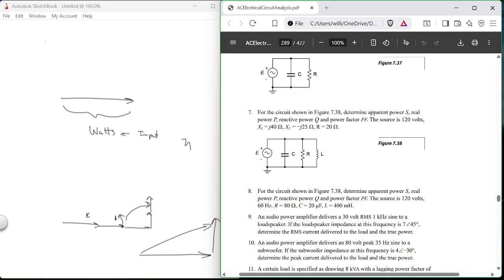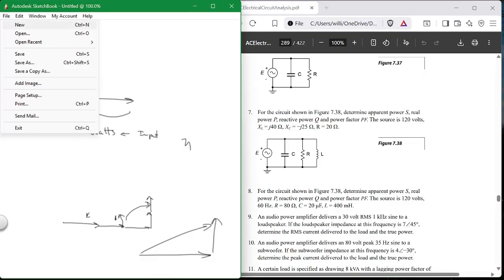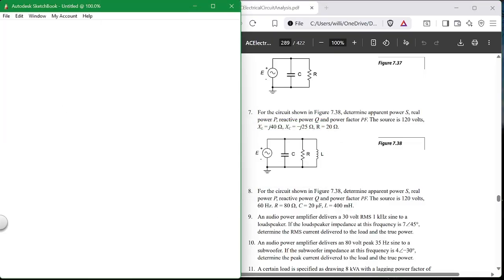So here we have a problem, 7.7. By the way, these problems are the same as what you've had before. There's nothing new other than nu. Sorry. The only thing new in chapter 7 is nu. All right, 7.7.